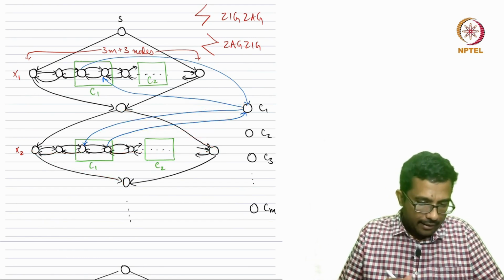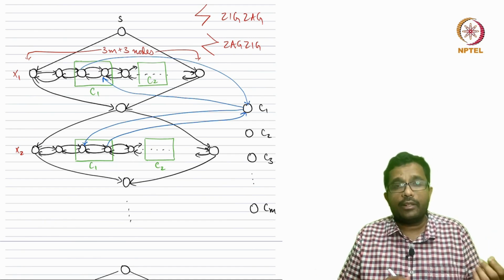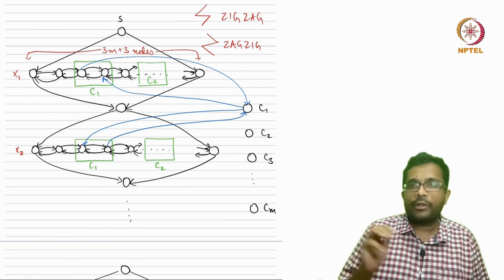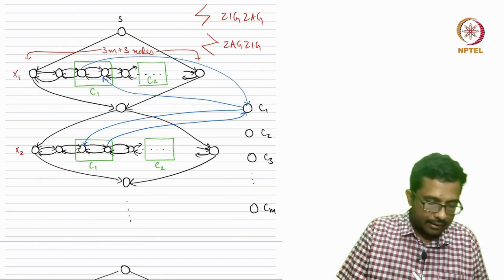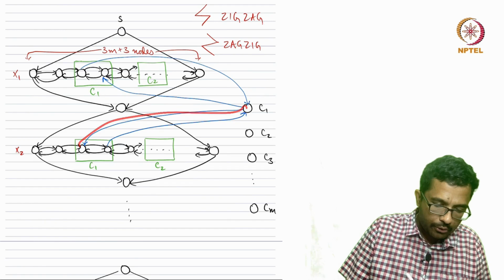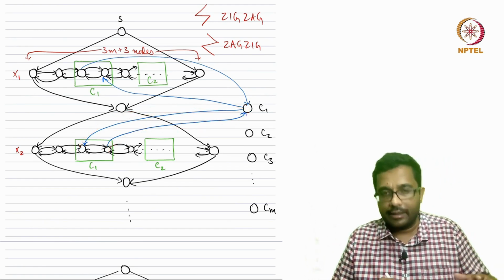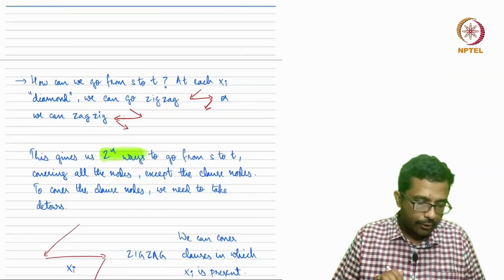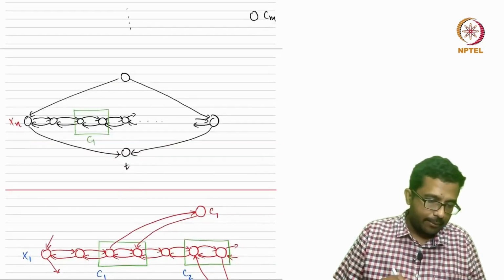Because it's a satisfying assignment, every clause has a literal that is true, and whenever we reach the literal, we take a detour to the clause vertex and then come back. Because of the way the variables and the gadget are set up, the detour allows us to go to the clause vertex and then come back to the next vertex without missing anything and continue the zigzag path. That's how we show the Hamiltonian path, and finally we keep going down.